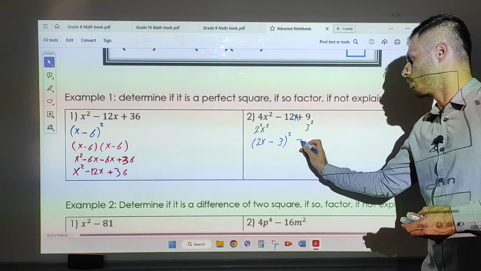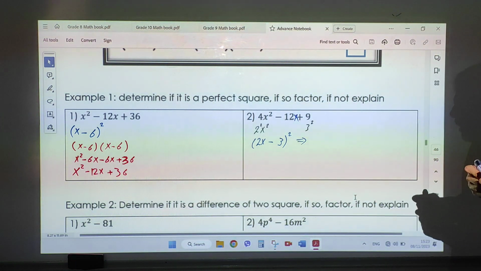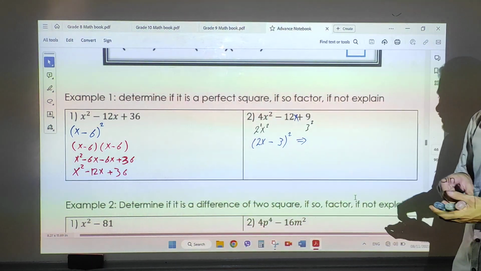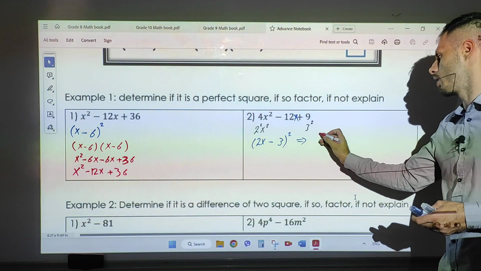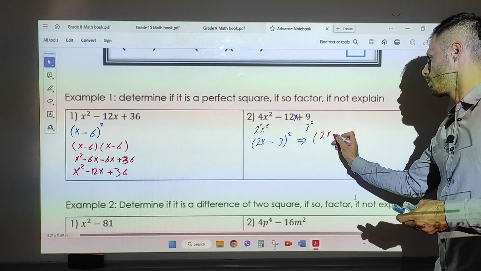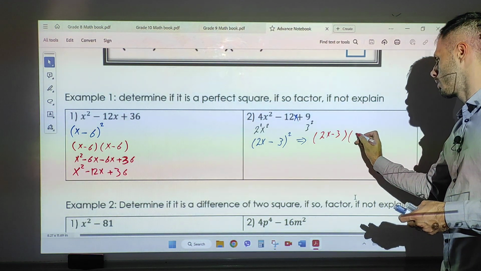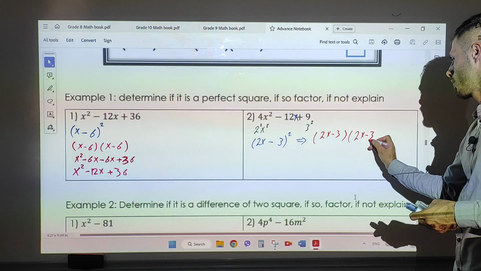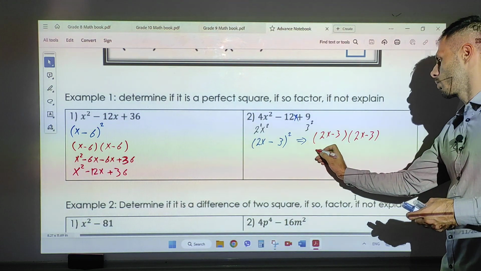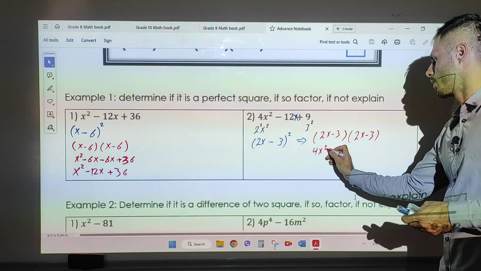Always power 2. To check it, this is our answer. Let's see if it's correct or not. We will multiply them by each other, which would be 2x minus 3, 2x minus 3. 2x multiply 2x will be 4x power 2.